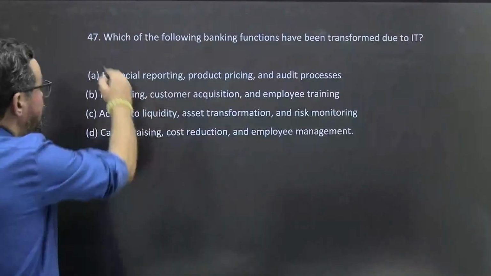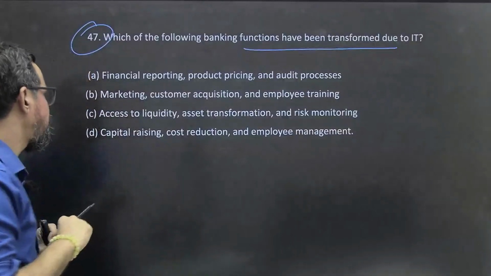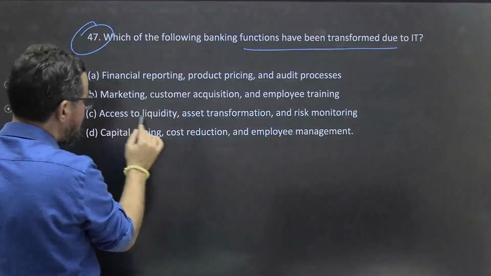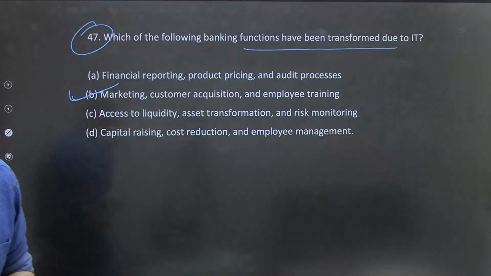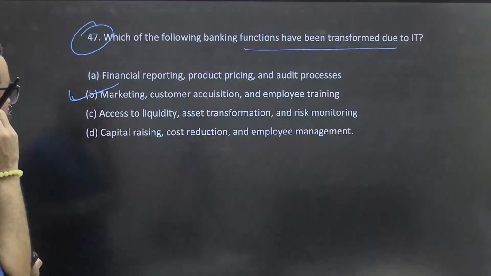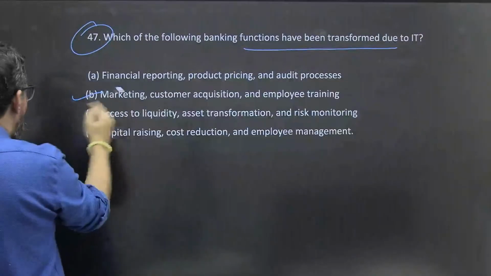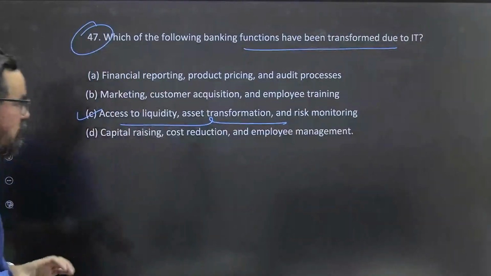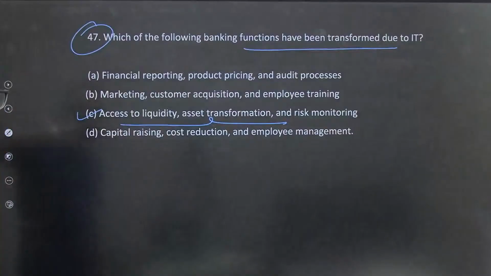Okay? Next one. Which of the following banking functions have been transformed due to IT? Financial reporting, marketing, customer acquisition and employee training, access to liquidity, capital raising. No, option B should be the right answer for this particular one. Easy one again, okay. So option B should be right. Okay, see, access to liquidity, asset transformation and risk monitoring. Okay, sorry, my bad guys. So it is not B, option C is the right answer. Access to liquidity, asset transformation and risk monitoring are the key functions that have been transformed due to IT.